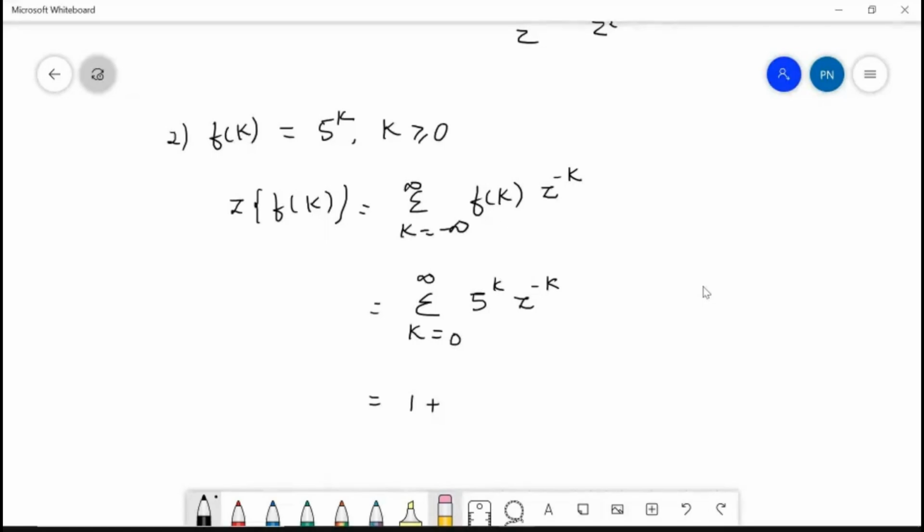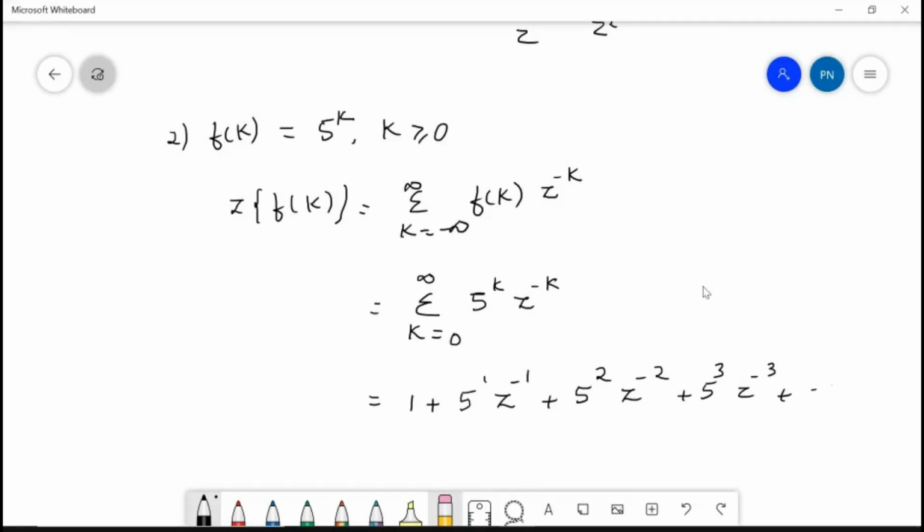In the second term, the next value, it takes the positive values, so the next value of k is 1. When k is equal to 1, I will get phi raised to 1, z raised to minus 1. When k takes the value 2, phi square, z raised to minus 2. Phi cube, z raised to minus 3, plus etc.